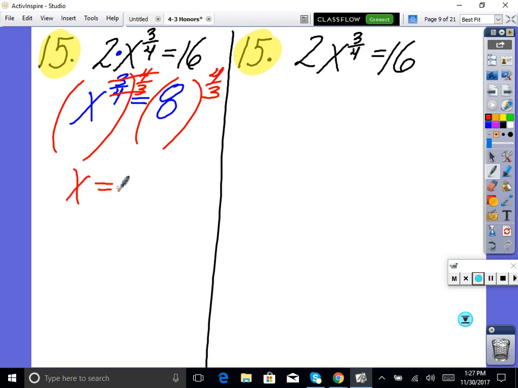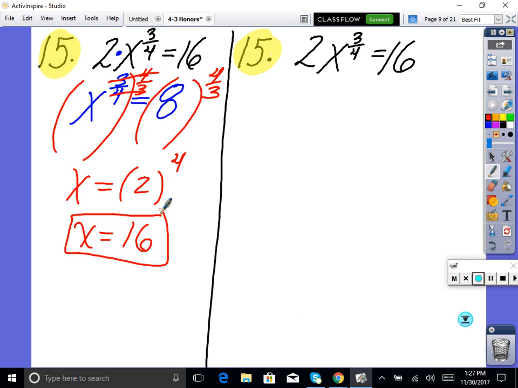I want you to think how easy, watch how easy this is. This literally means the cube root of 8 to the 4th power. What's the cube root of 8? Just positive 2, correct? Cube root of 8 is 2. So we're doing 2 to the 4th power, which is 16, correct? Do you see how I did not even need a calculator?